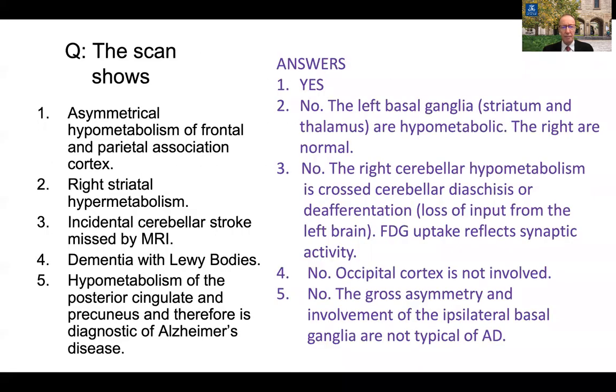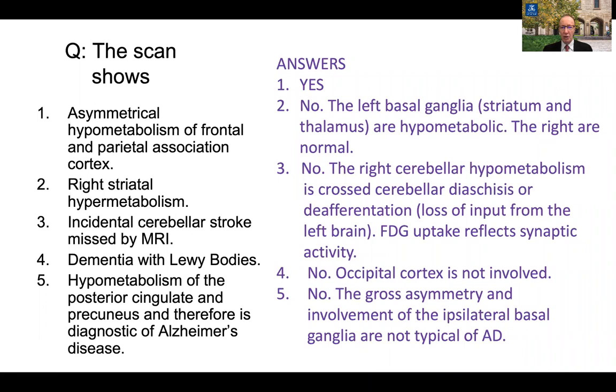So the answers. The scan shows asymmetrical hypometabolism of frontal and parietal association cortex. Yes. The scan shows right striatal hypermetabolism. No, what it's showing is left basal ganglia, that's striatum and thalamus, hypometabolism. The right side is normal. The scan shows an incidental cerebellar stroke. No, it's showing right cerebellar hypometabolism due to crossed cerebellar diaschisis or deafferentation.